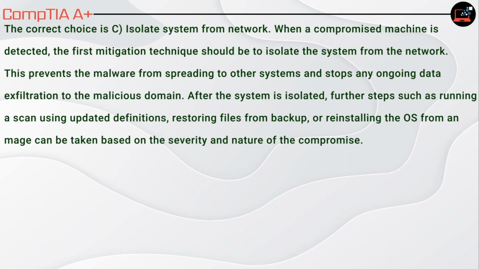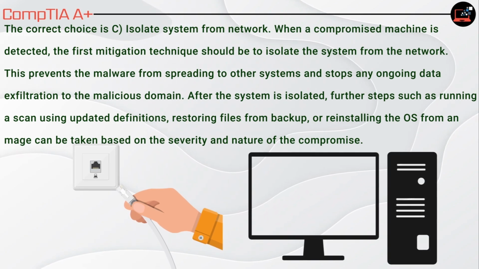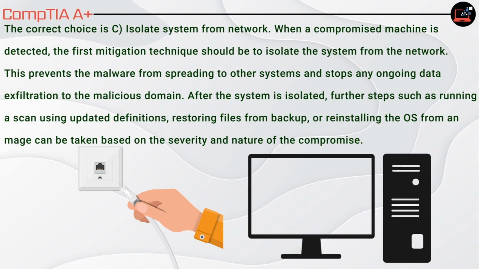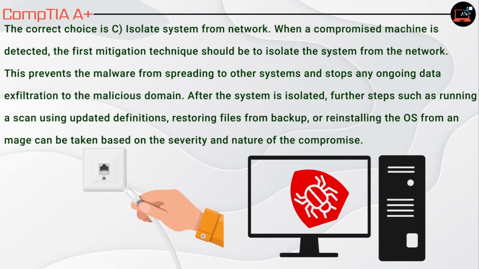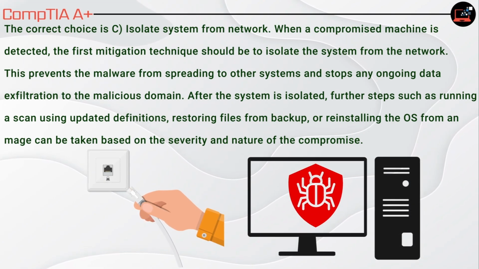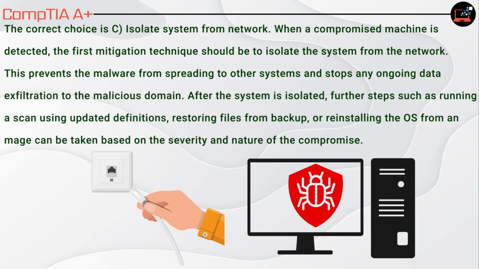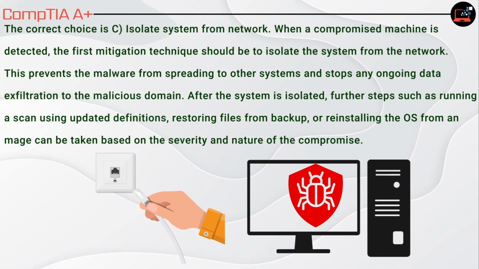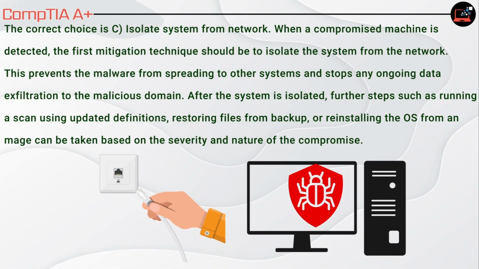The correct choice is C. Isolate system from network. When a compromised machine is detected, the first mitigation technique should be to isolate the system from the network. This prevents the malware from spreading to other systems and stops any ongoing data exfiltration to the malicious domain. After the system is isolated, further steps such as running a scan using updated definitions, restoring files from backup, or reinstalling the OS from an image can be taken based on the severity and nature of the compromise.